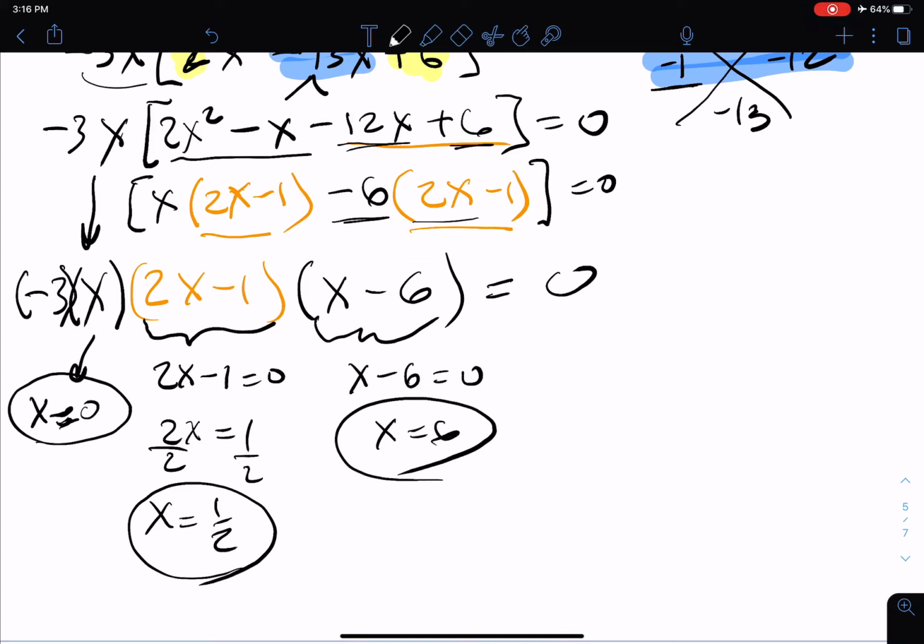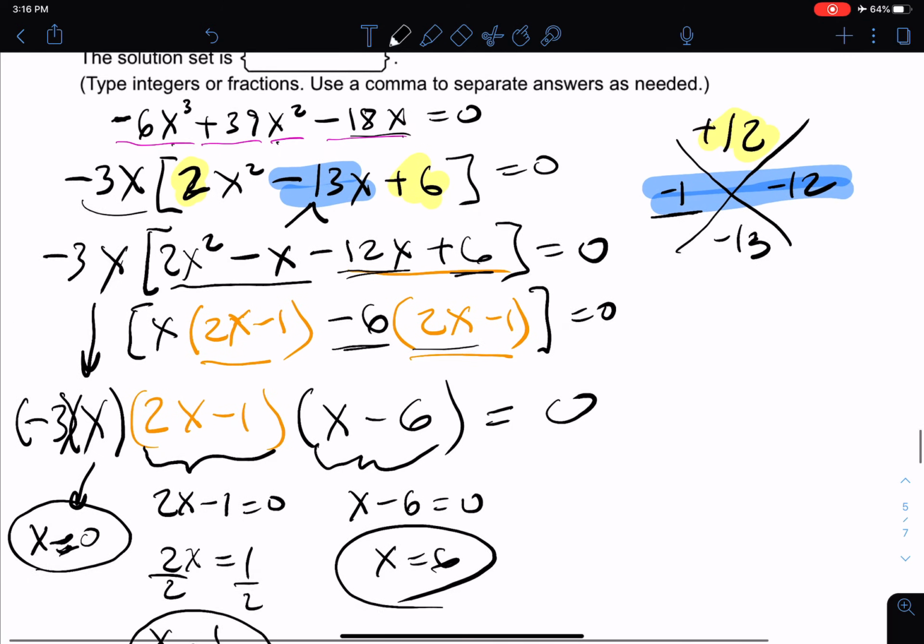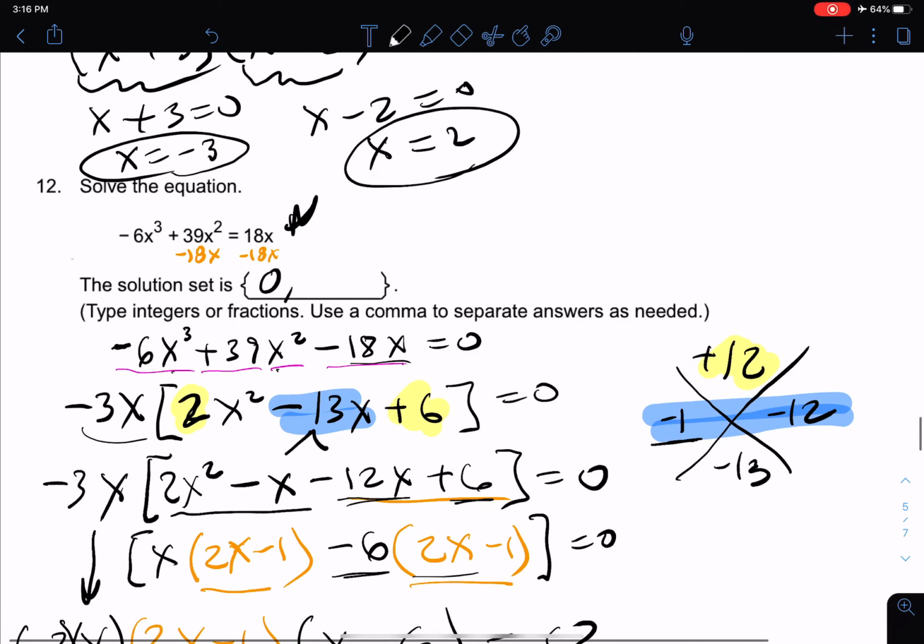So in this particular problem, we have 0, 6, and a half. 0, a half, and a 6, however you want to say it. 0, 1 half, and 6.